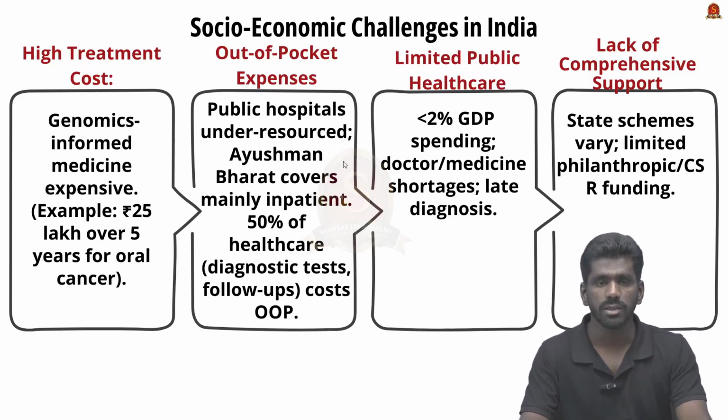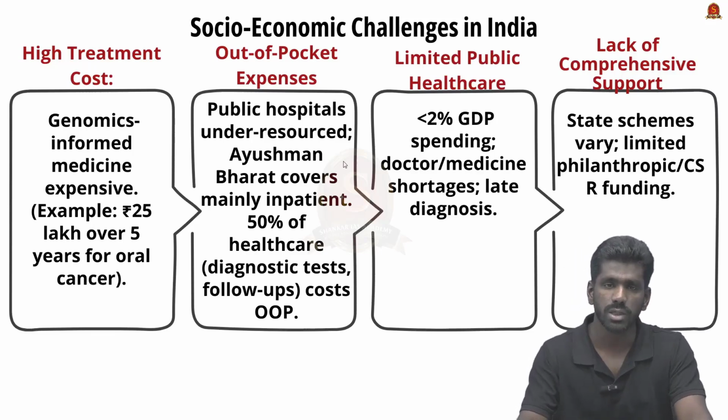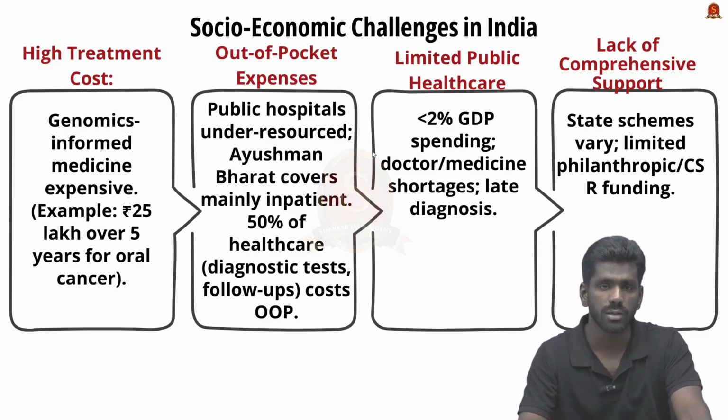The next important challenge is limited public healthcare. India's public healthcare spending is below 2% of the GDP. So this is leading to a shortage of doctors and essential medicines and also a lack of proper infrastructure. Delays in diagnosis and surgeries cause many cases to be detected at advanced stages. So this leads to poor survival rates. Private healthcare dominates cancer treatment, so it makes treatment unaffordable for low and middle income families.